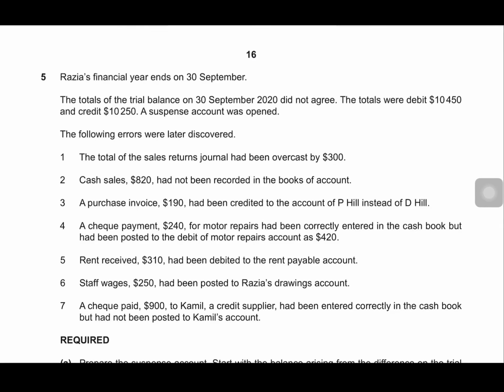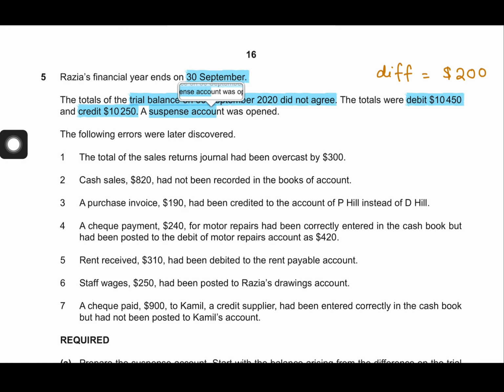Okay, so now we'll be starting with the last question, question number 5, which is related to errors. The question says Razia's financial year ends on 30th September. The totals of the trial balance on 30th September 2020 did not agree. The totals were debit 10,450 and credit 10,250, which means that there is a difference of $200. The credit side is shorter by $200 than the debit side, and therefore a suspense account was opened.